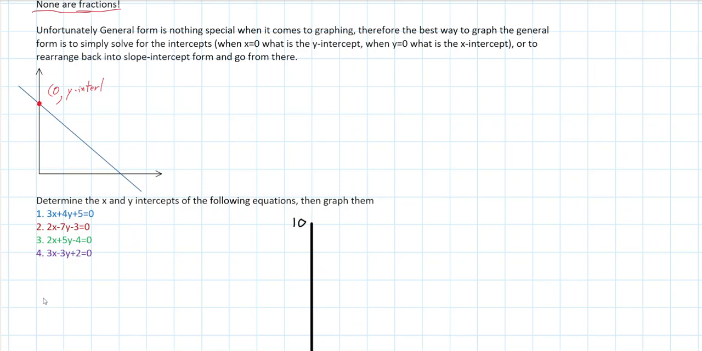Okay, and then when y equals 0, it's the x-intercept. All right, so we can solve these equations and then graph them.